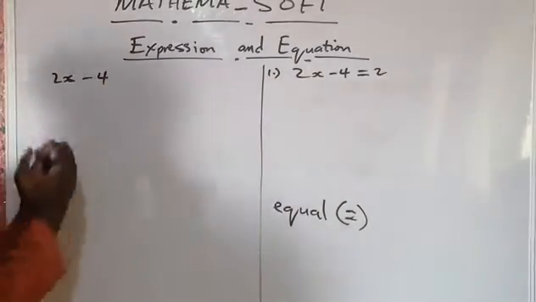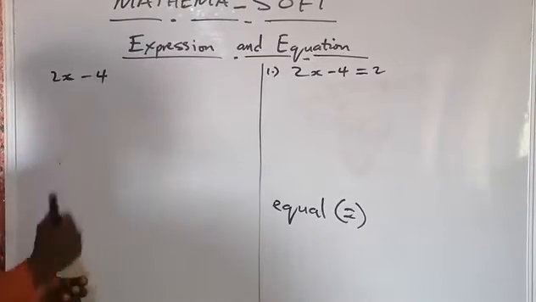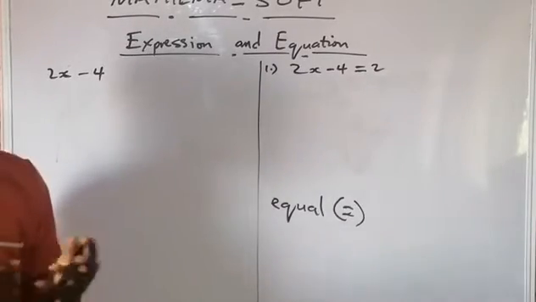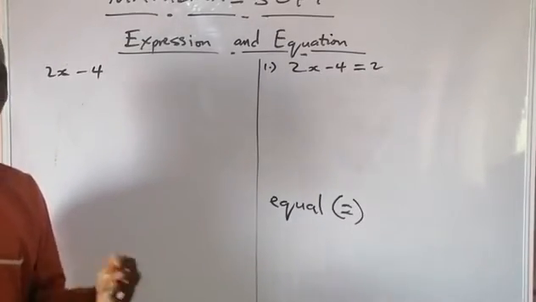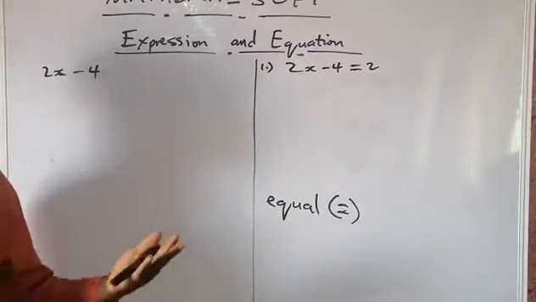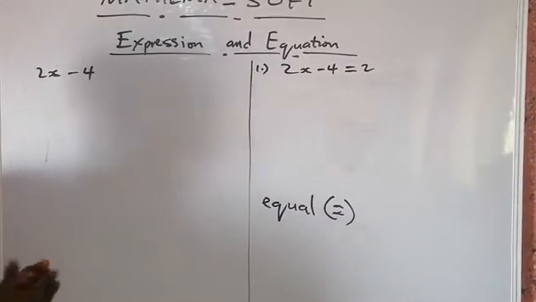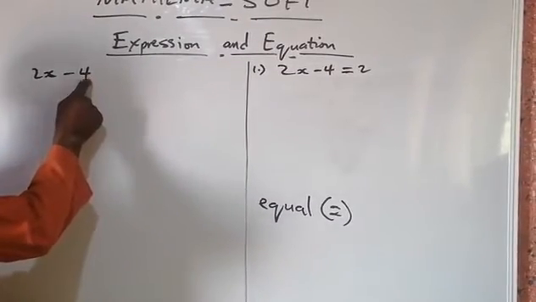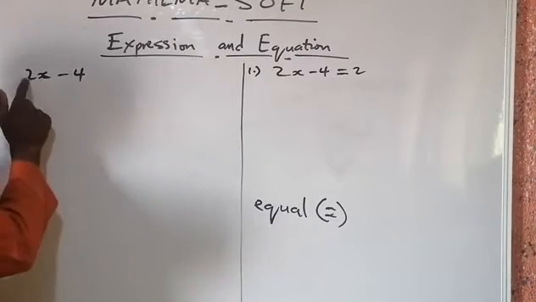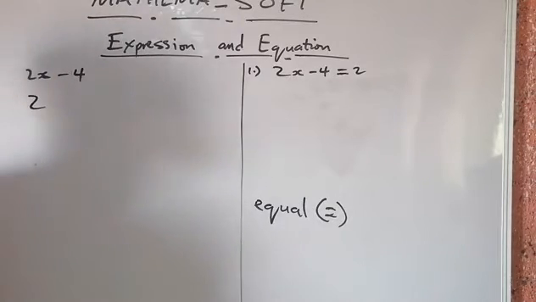So let's look at this expression. We have 2x minus 4. But this 4 has no x. So what do we do to this? 4 and 2x are not of the same terms, so we cannot subtract them. But we can carefully observe that 4 can be divided by 2 and 2x also can be divided by 2. So 2 is common here, 2 is common here. So I decided to bring that common factor out, which is 2.